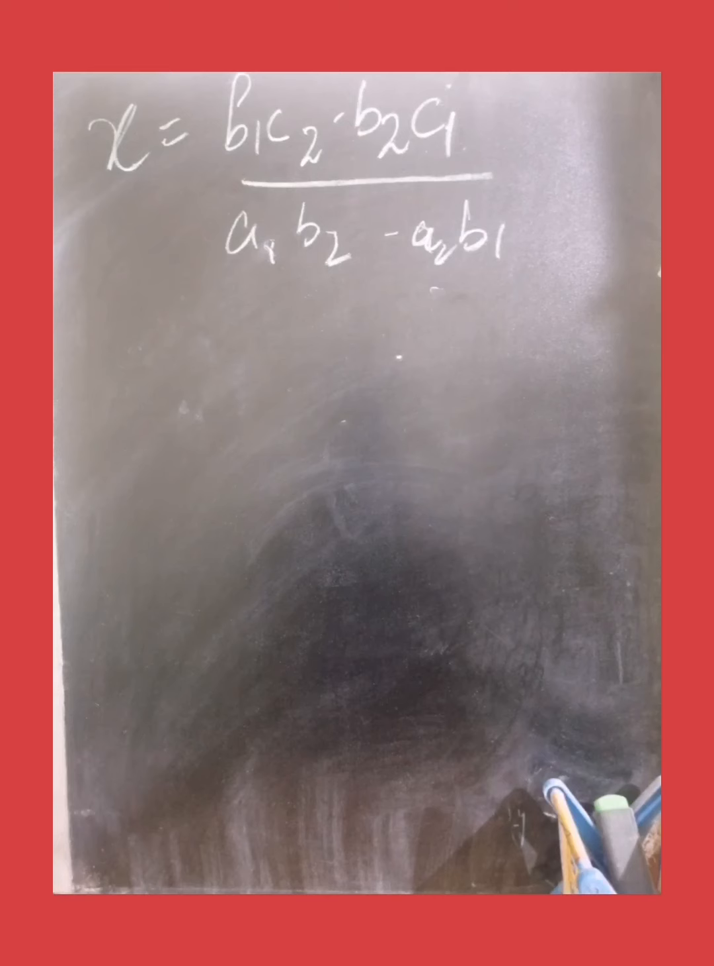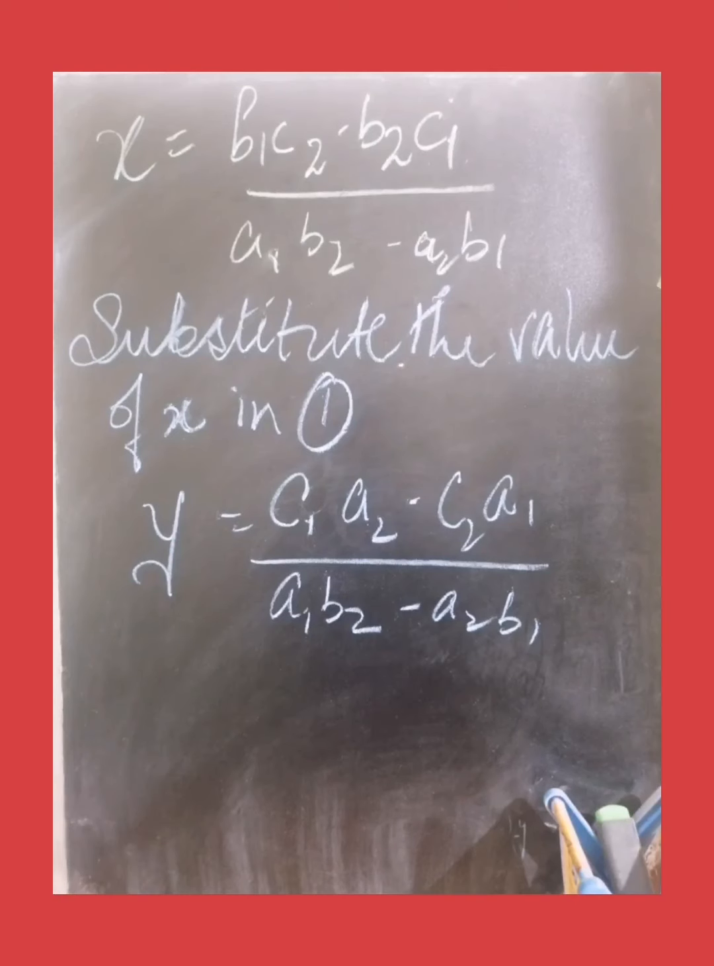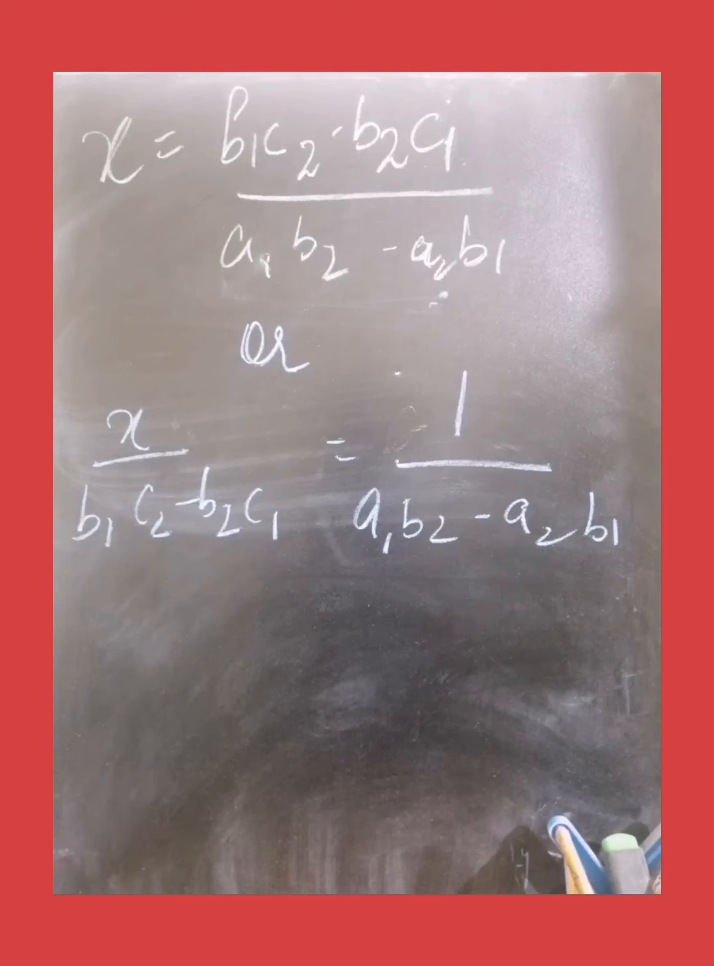So this is the value of x that you can use in solving the question, but we can also use an easier method. When you substitute the value of x in equation 1, you will also get the value of y. That will be (c1a2 - c2a1) upon (a1b2 - a2b1). So you have got the values of x and y.